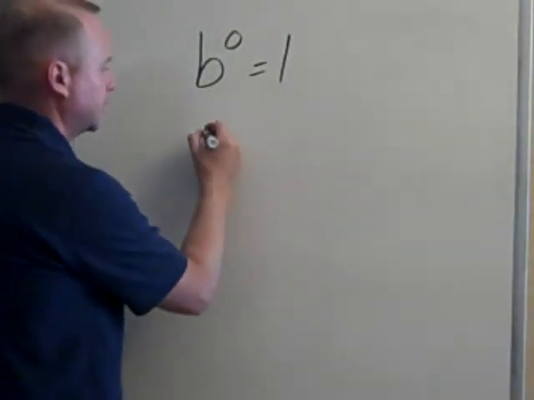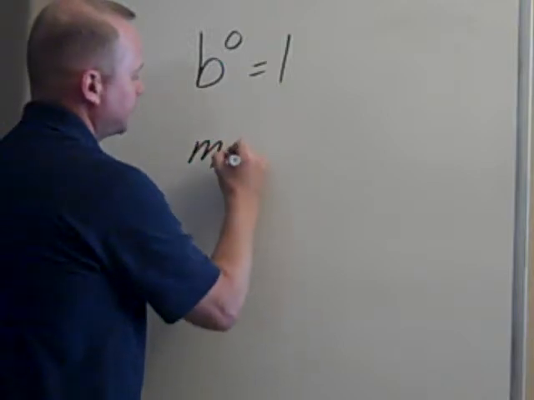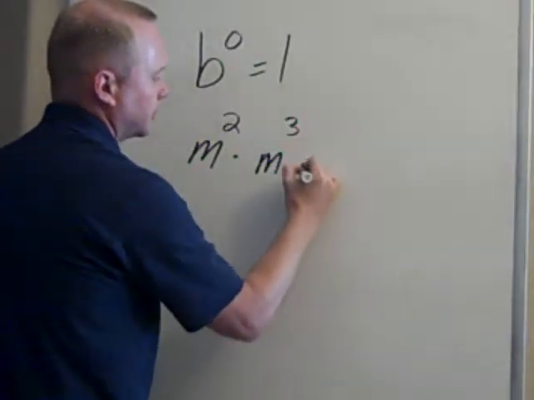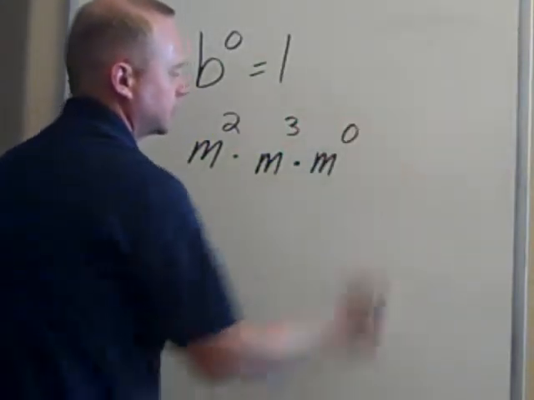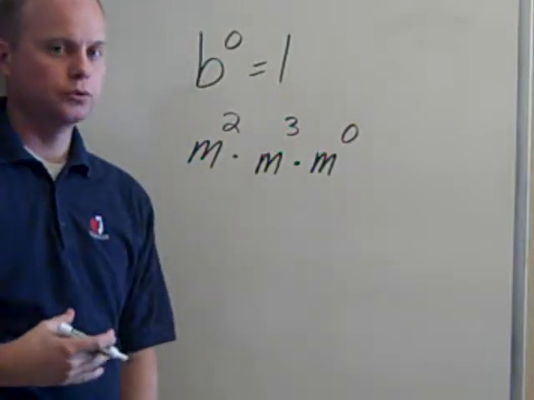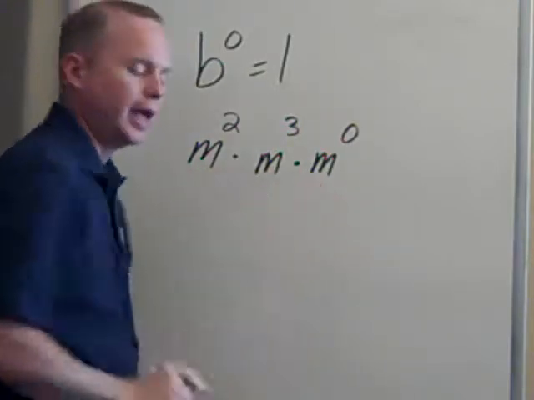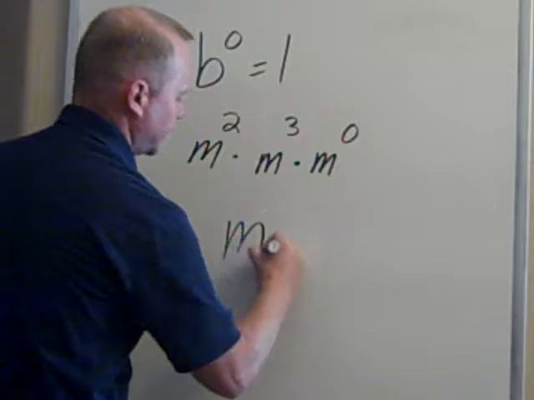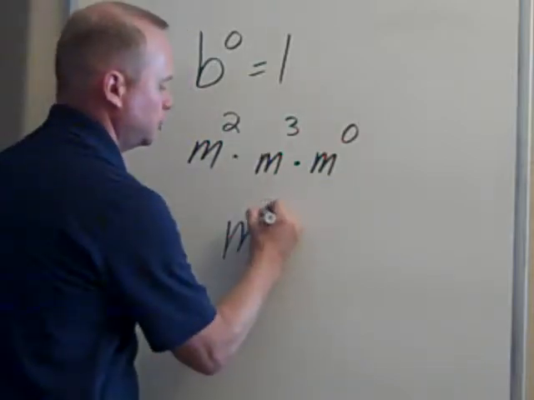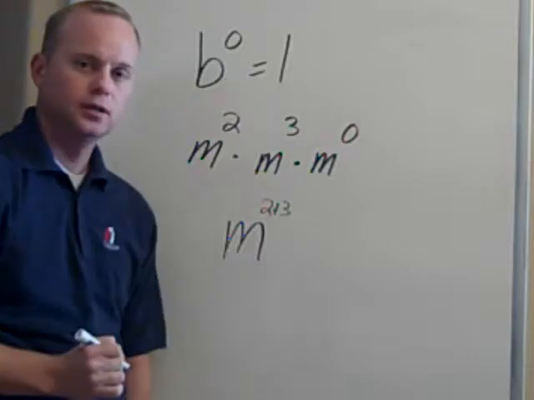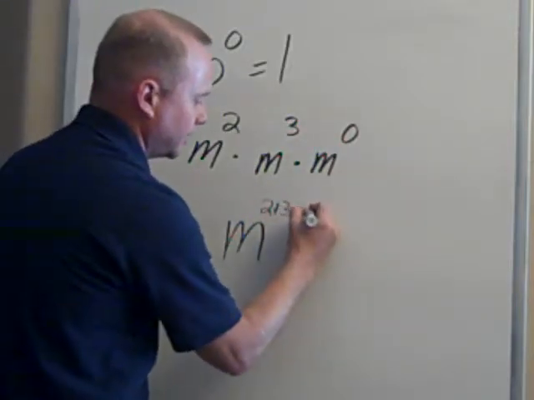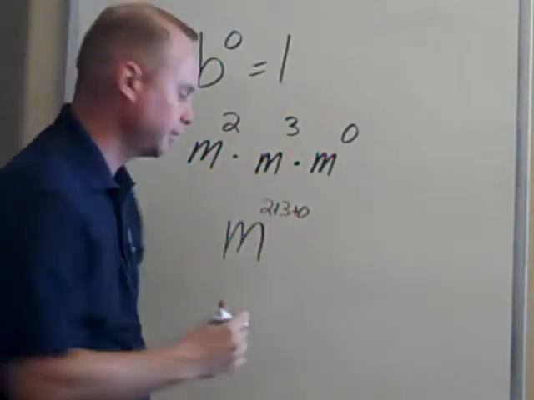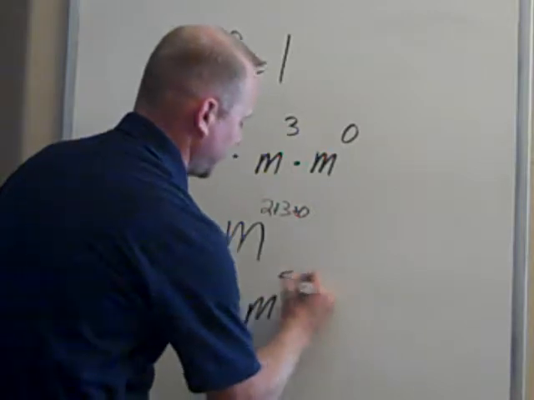So if I had a problem like this, m squared times m to the third times m to the 0. Now we know from our previous rules that if it has the same base and it's multiplication, we can simply add the exponents. So let's do that. They all have the same base, so it's m. And this is going to be 2 plus 3. Now this one has a 0, and I can just add that on. That doesn't change anything there. So 2 plus 3 would be 5, plus 0 is 5. M to the 5th power.